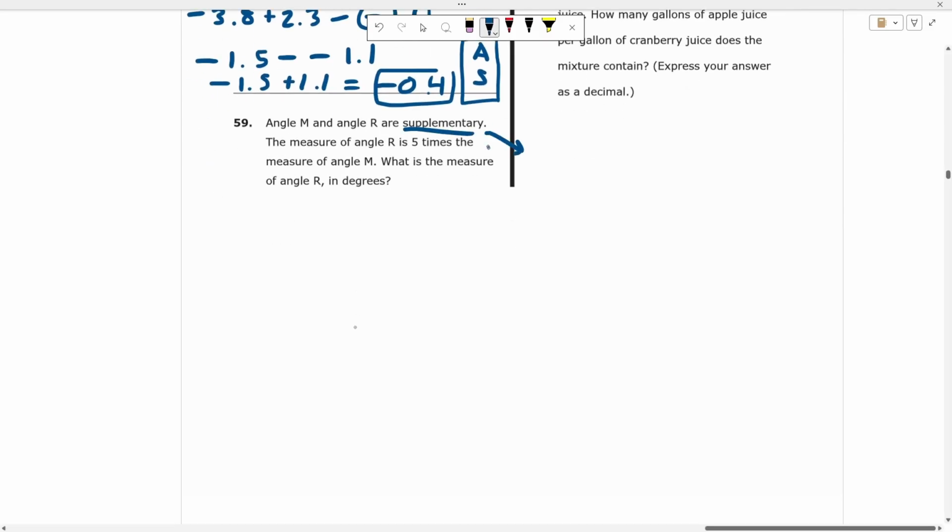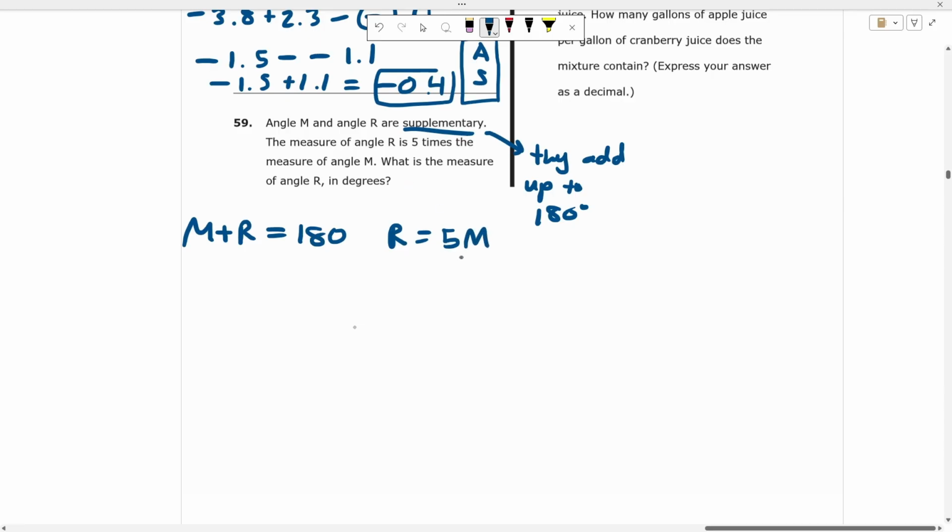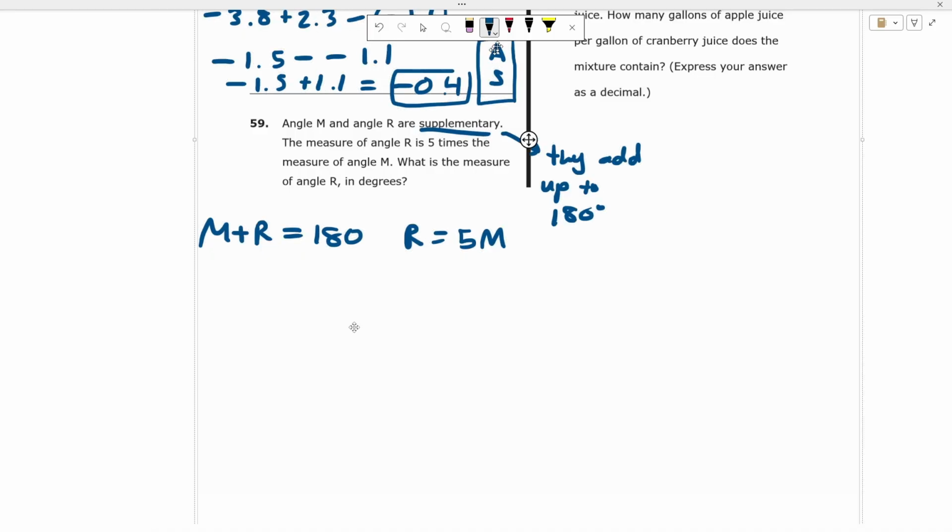Moving on to number 59, it says that the angles M and R are supplementary. Okay, if two angles are supplementary, they add up to 180 degrees. So off the bat, we know that M plus R is equal to 180, okay? The measure of angle R is 5 times the measure of angle M. So R is equal to 5M, or 5 times that of M. And it's asking you what is the measure of angle R.